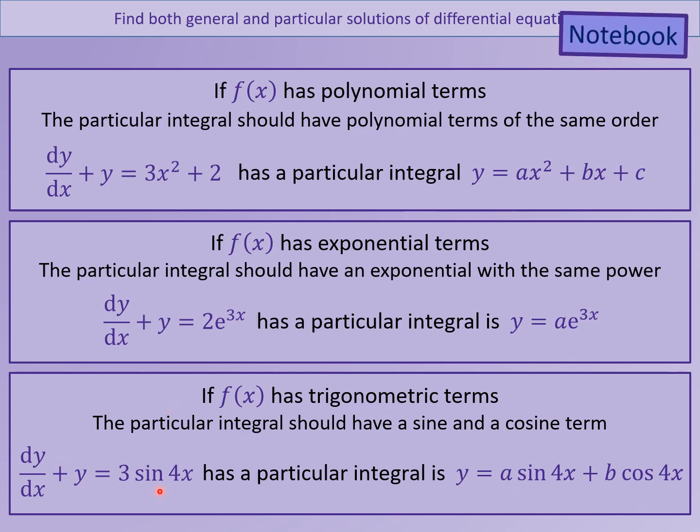Now just be aware that you could have something like this. You could have 3 sine 4x plus 2e to the 3x. And so your particular integral in that case would be this plus this. So you can actually have combinations. You could have a combination of all three. Highly unlikely, but you could potentially have all three of those on the right-hand side of the differential equation, in which case your particular integral should be all three of those added together. So pause there, take some notes, because you've got to learn those off by heart and you've got to practice. So you can come back to this page, but try to learn them off by heart.